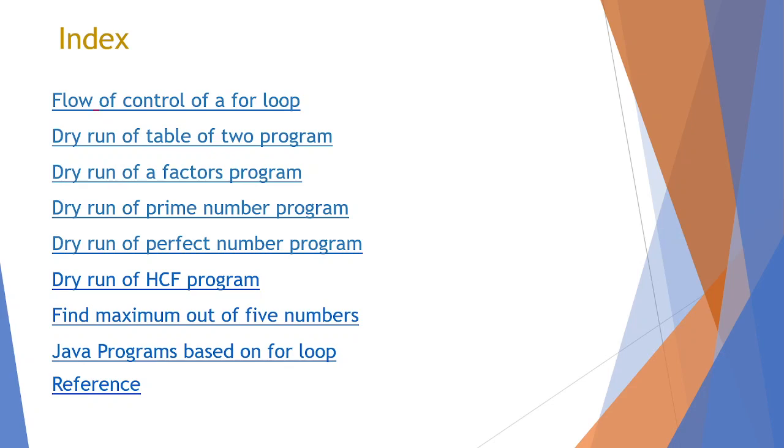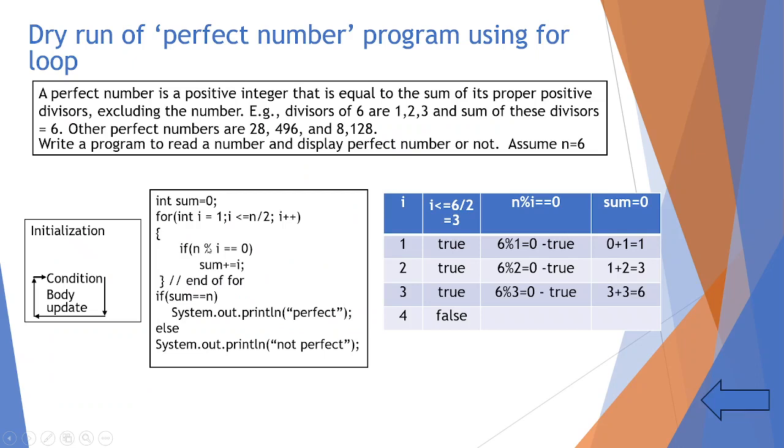Now let's see the perfect number program. What is a perfect number? It is a positive integer, first of all, and we add all the divisors or factors excluding the number. For example, 6 is a number and all the divisors or factors are 1, 2, 3 and 6, but we don't want to count 6, excluding the number. And if we add them up, it should be equivalent to the given number, that is 6.